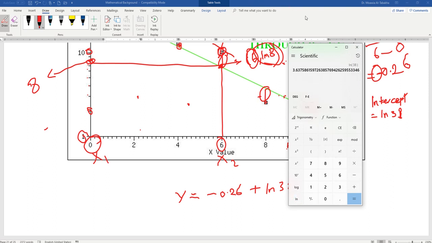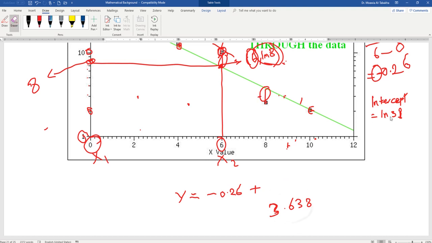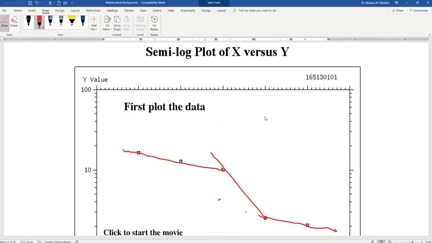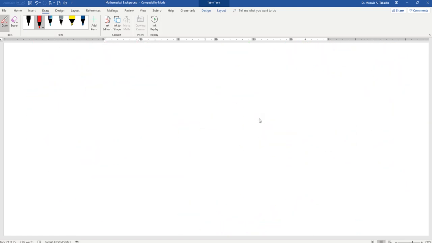And in this case, it will be 3.638. So I can delete this one and just use this one. Can use this one here as intercept. Is that clear? I'm not sure if it is, it's not the same here. We'll leave it there. I hope you understood what I was talking about.